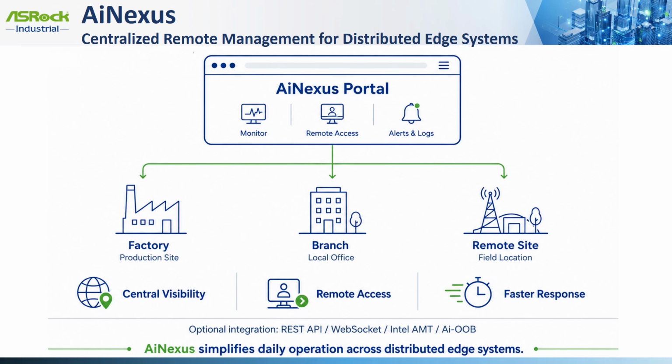AiNexus also provides REST API and WebSocket interfaces. These interfaces allow third-party systems to exchange data and send commands, such as a remote reboot request. When deeper system access is needed, AiNexus can work with lower-level management technology, such as Intel ANT or AiOOB. So AiNexus is more than a remote access portal. It helps your team monitor distributed devices, respond to issues faster, and manage daily operations from one central place.